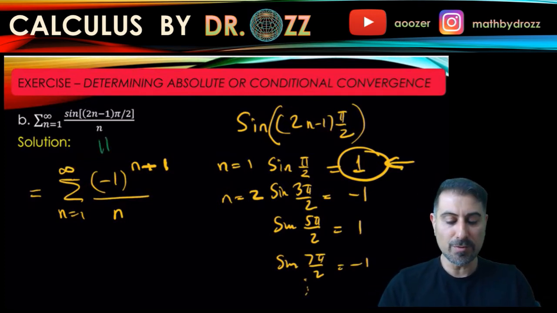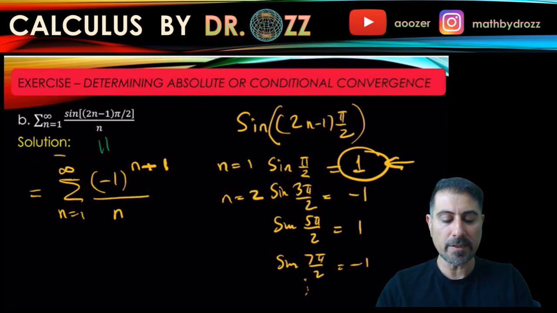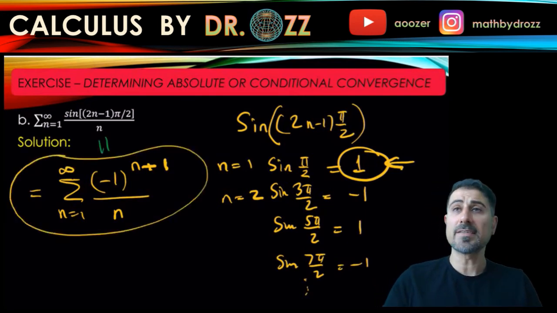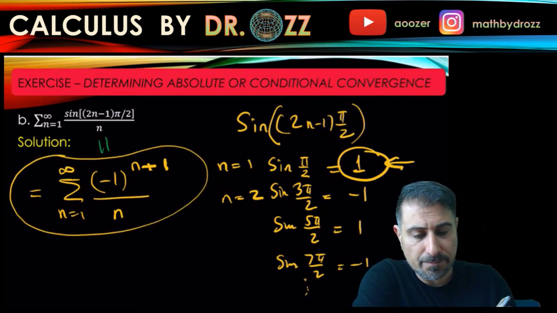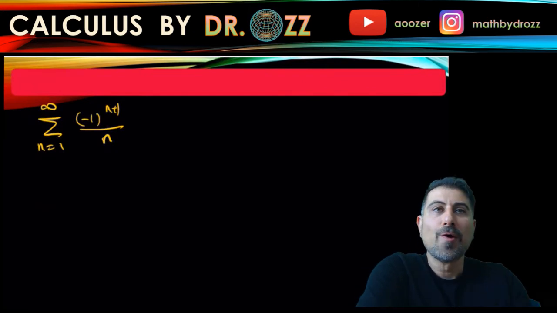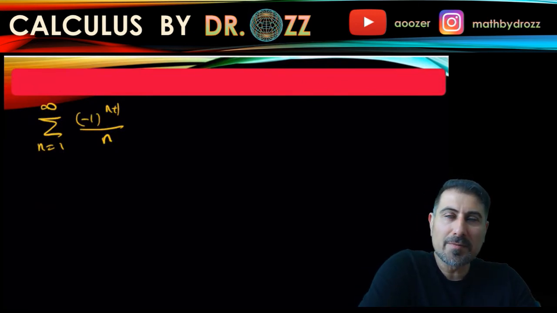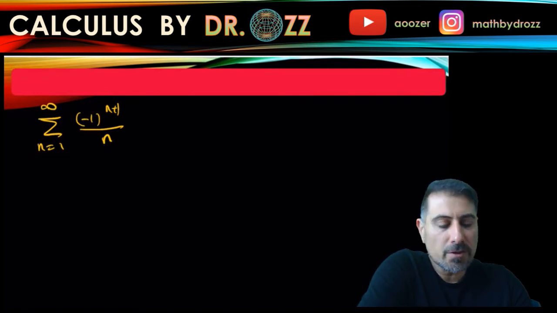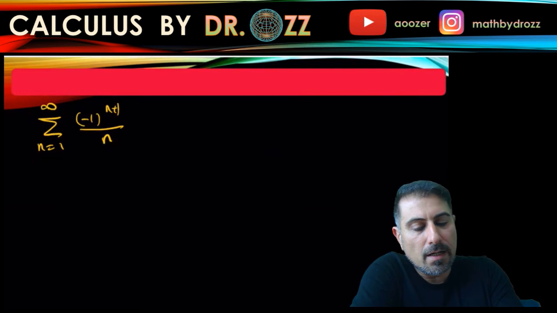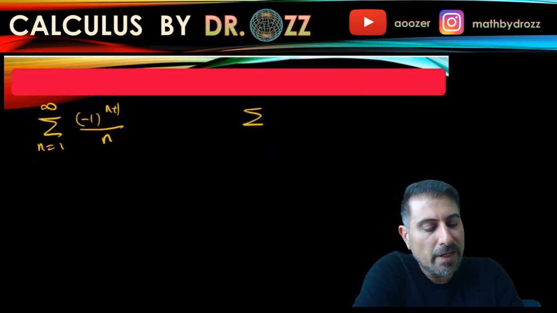But this is a known series because it's an alternating series. And we have a test to determine the convergence of that, which is the alternating series test. I'm going to use the alternating series test, but eventually, since the goal is to show if this series is absolutely or conditionally convergent, I'm going to write down the absolute value version of that right away here.